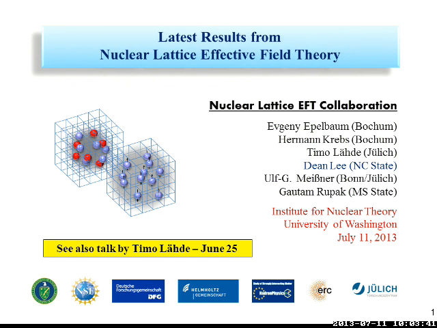So I'll tell you about some work that our collaboration has done. So this is the Nuclear Lattice Effective Field Theory Collaboration, including Evgeny Epelbaum and Hermann Krebs from Bochum, and Timo Lähde, who gave the talk a couple weeks ago, who's in Jülich, and Ulf Meißner, who's in Bonn and Jülich, and Gautam Rupak, who's at Mississippi State. And I should mention before I forget that all the computations were done on the Blue Gene queue in Jülich.